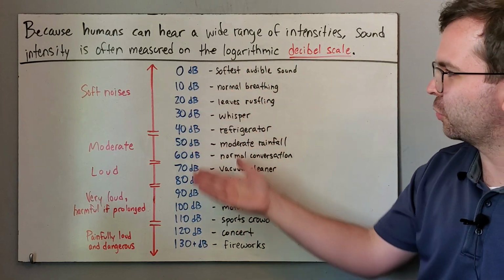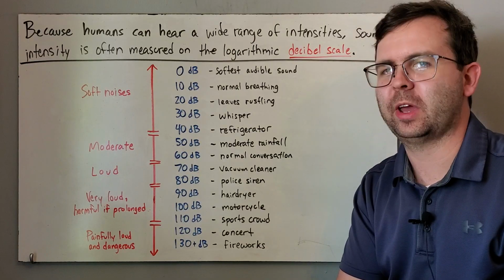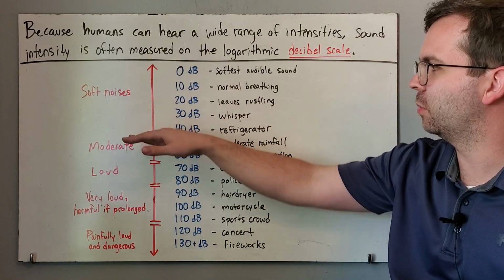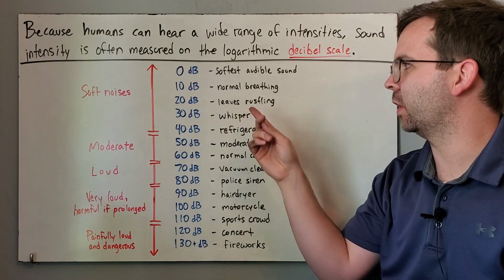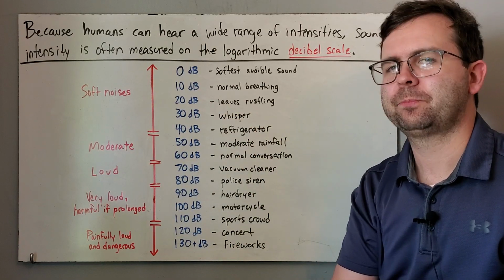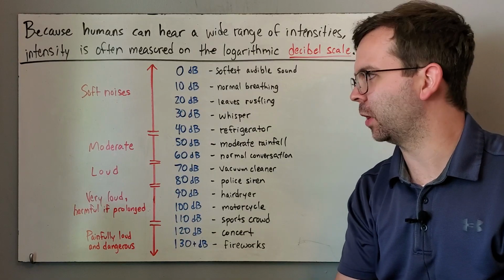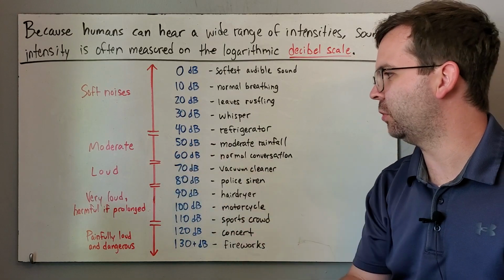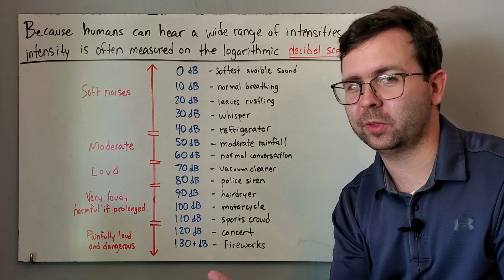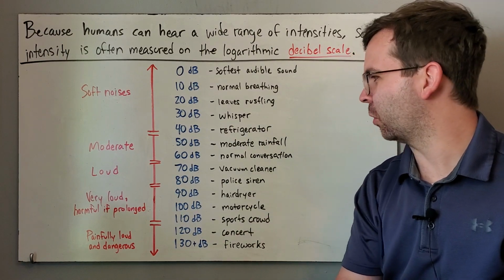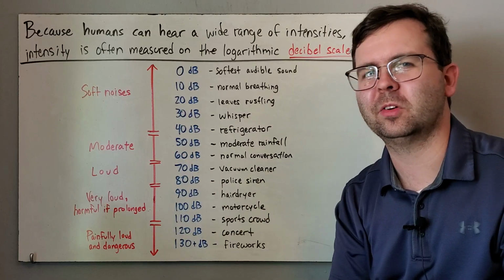So you can kind of see here some of the levels of sound. We have soft noises from 0 to 40 decibels, things like leaves rustling, which is 20 decibels. Normal kinds of sounds, like moderate sound waves, are going to be 50 or 60 decibels, around that range. So like this video hopefully is at that kind of level. Normal conversation, 60 decibel level.